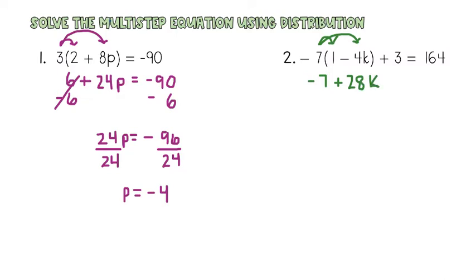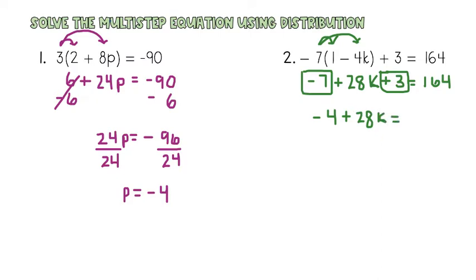I'm just going to bring down the rest of my equation. Plus 3 equals 164. Before I start using inverse operations, I can actually simplify by combining like terms. Negative 7 and positive 3 both do not have any variables, so they can be combined and rewritten as negative 4. I'm going to bring down my positive 28k is equal to 164.